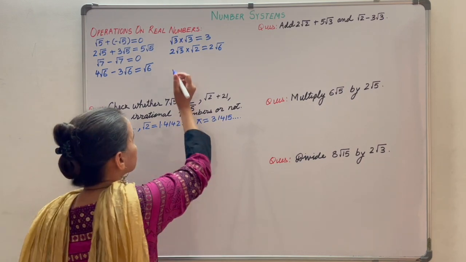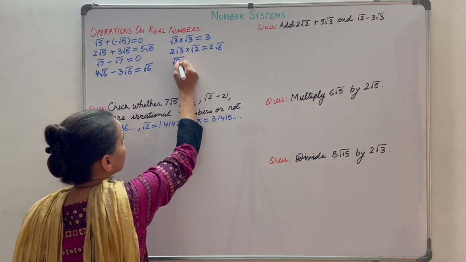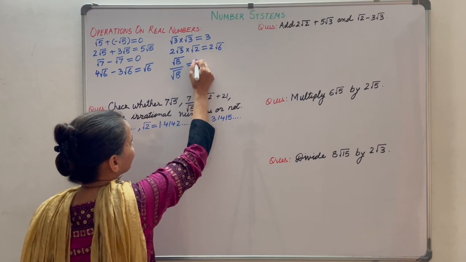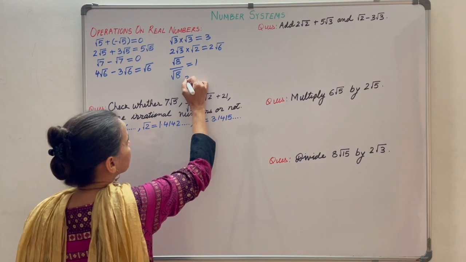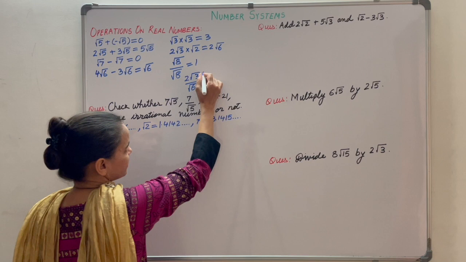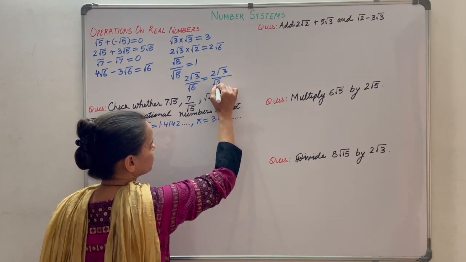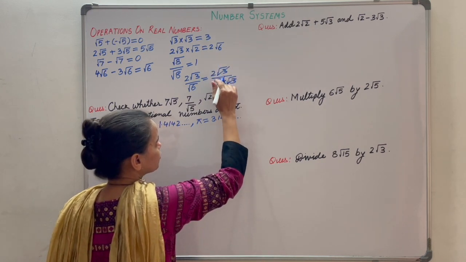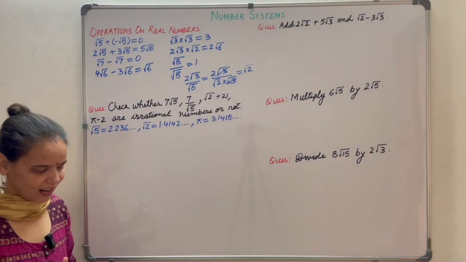Let me write down some more examples. This time I'll write down on division. Suppose you have root 8, and if you divide this by root 8, what do you get? 1. This is a rational number. But if I divide 2 root 3 by root 6, I will rewrite this as 2 root 3 over root 6. Root 6 I will write as root 2 into root 3. So this will be cancelled. When you divide 2 by root 2, you will get root 2. This is an irrational number.